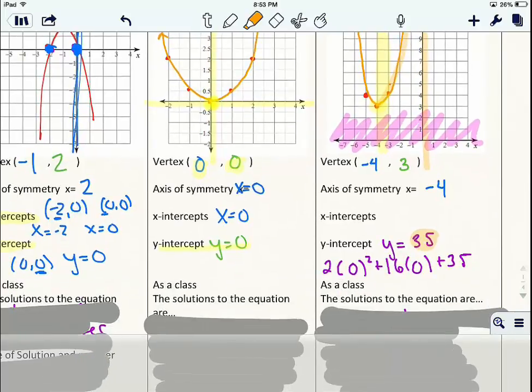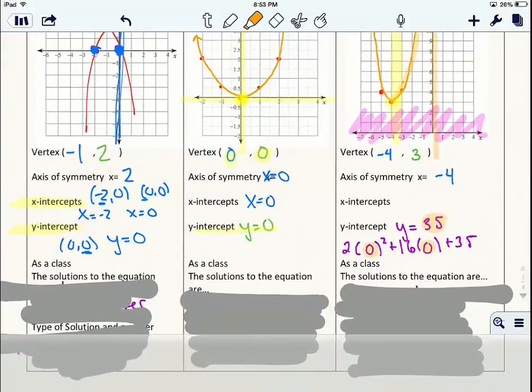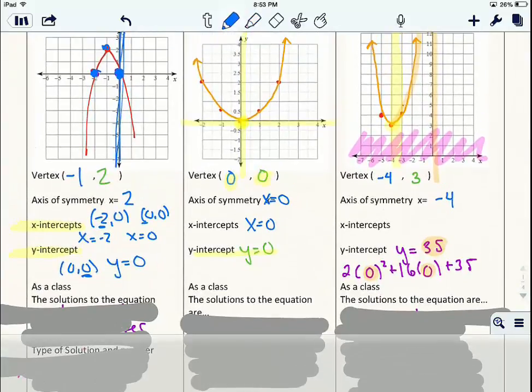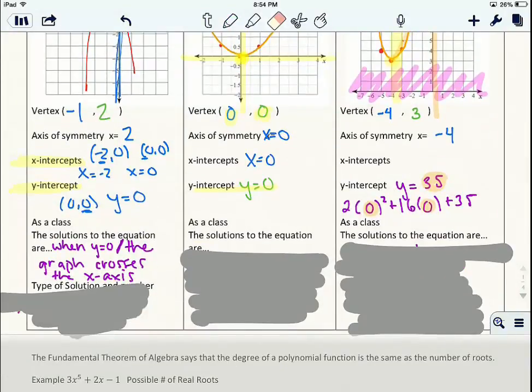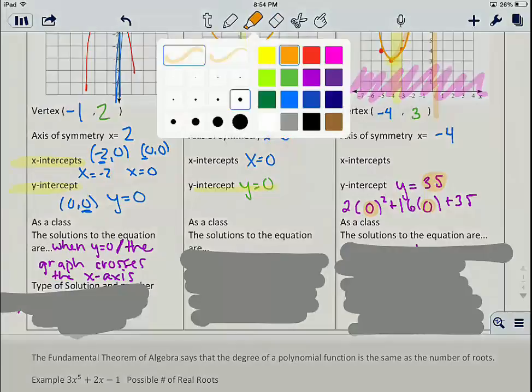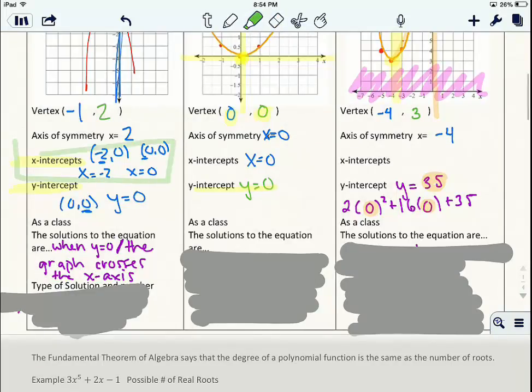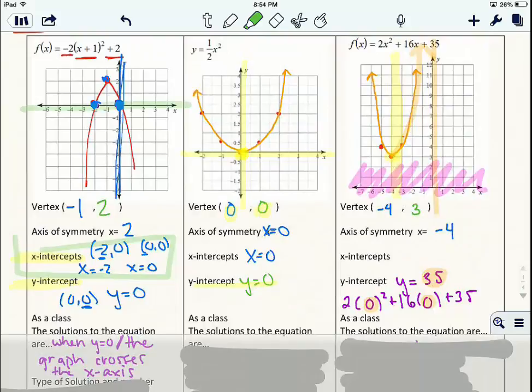Remember algebraically to find that, we could plug in 0 for x into our function machine, and it would end up spitting out 35. Now here's the new stuff. I'm asking, what are the solutions to the equation? Well, solutions to the equation are when y equals 0, in other words, when the graph crosses the x-axis, and we already found that when we found the x-intercepts, right? When it crosses this line.